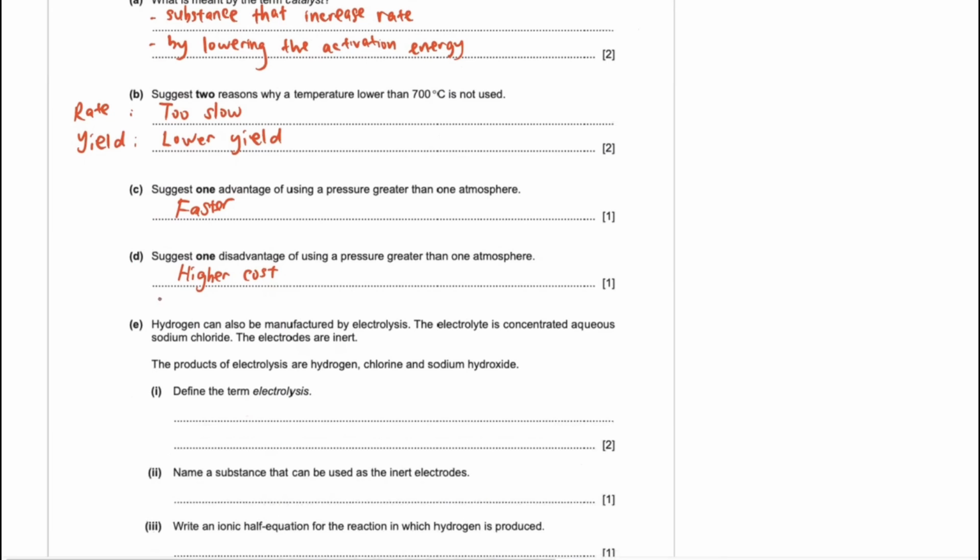And E, hydrogen can also be manufactured by electrolysis. The electrolyte is concentrated aqueous solution. You see, it's chapter 6 now. The electrodes are inert. The products of electrolysis are hydrogen, chlorine, and sodium hydroxide. So let's imagine.